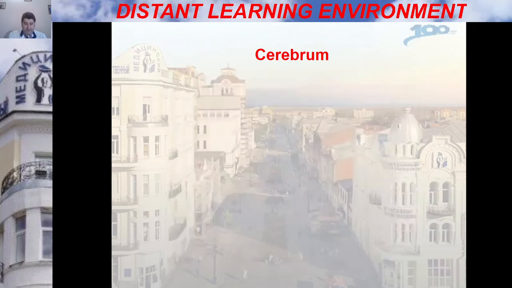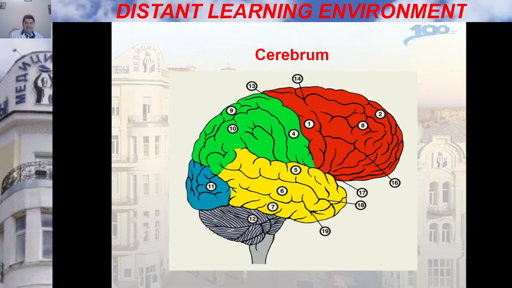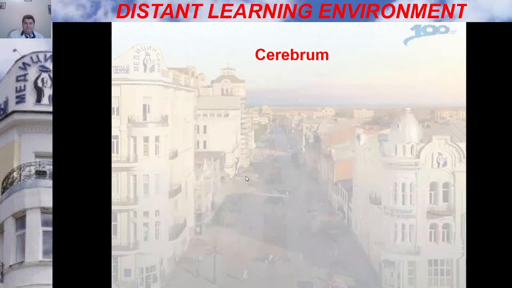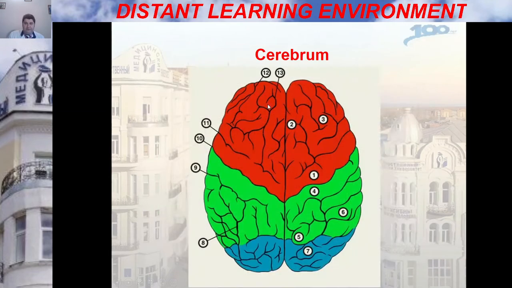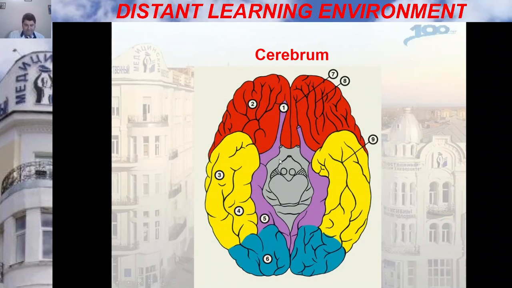So, three surfaces are distinguished in each hemisphere: superior lateral, medial, and inferior here. Each hemisphere has an anterior pole or frontal pole, polus frontalis, an occipital pole or posterior pole, polus occipitalis, and also a temporal pole, polus temporalis.